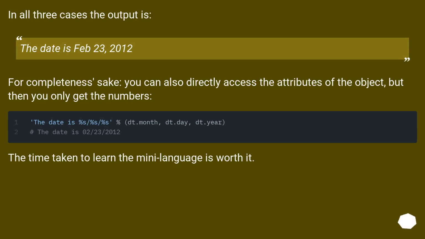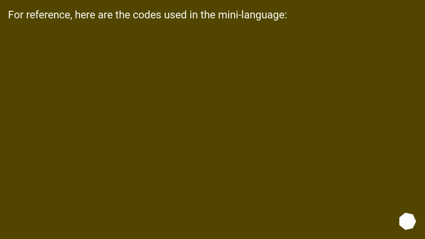For completeness' sake, you can also directly access the attributes of the object, but then you only get the numbers. The time taken to learn the mini language is worth it. For reference, here are the codes used in the mini language.